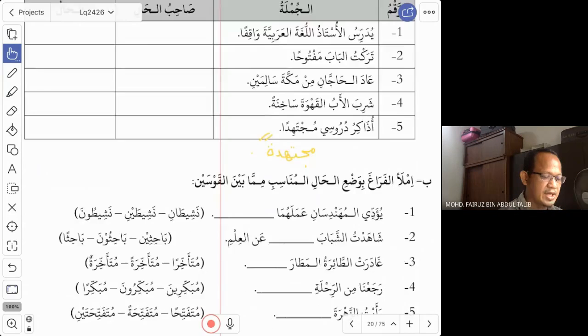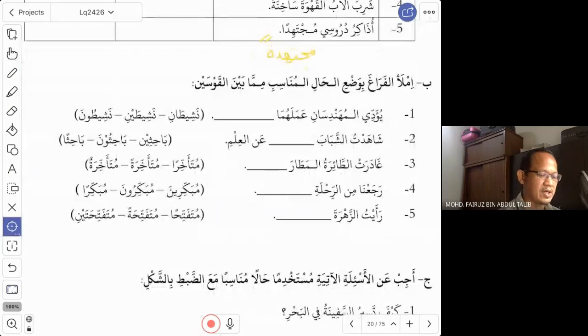Now at-tadrib at-thani: imla'il faragh biwad'il halil munasib. So now you have the hal. They have given you the hal. You just need to find the correct version of the hal. Remember, hal must match the sahibul hal in muzakkar, muannas, in mufrad, musanna, and also jama'. Another important thing is that hal is always mansub. So which one is mansub?